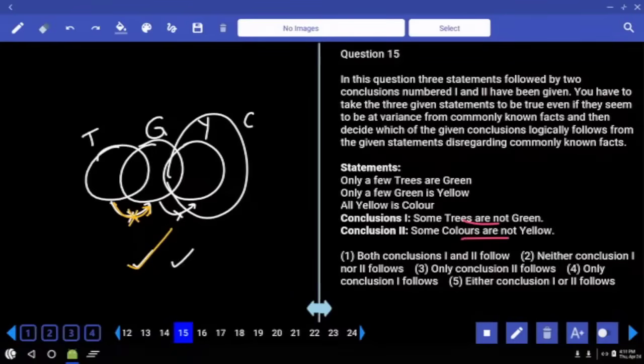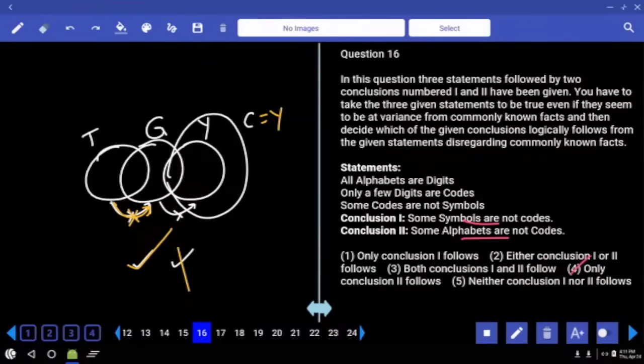The next one, some colors are not yellow. And to make this one false, all colors are yellow. Can I write color and yellow together? All colors are yellow, we can say. How do we say it? Color equals yellow, we can write, right? Clear? Hence what happens here? Alternate diagram true, previous conclusion false. Then what is your answer? Only one choice for question number 15.